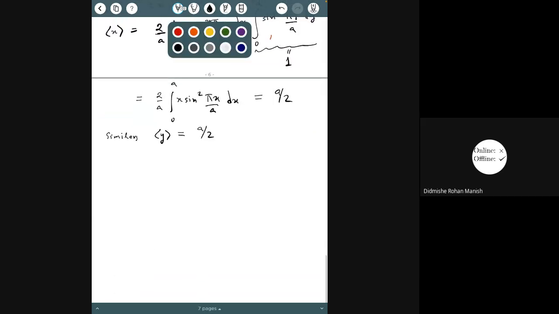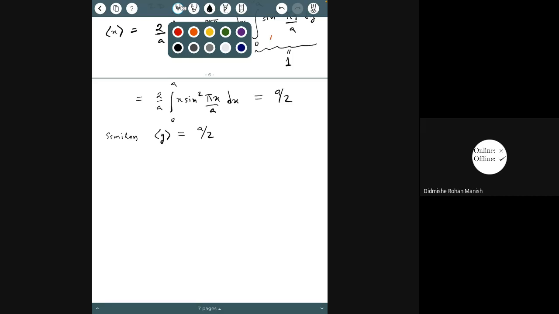Now we have lots of time, so let's do the finite square well. Or should I do the harmonic oscillator first? Okay, maybe I'll do the harmonic oscillator.